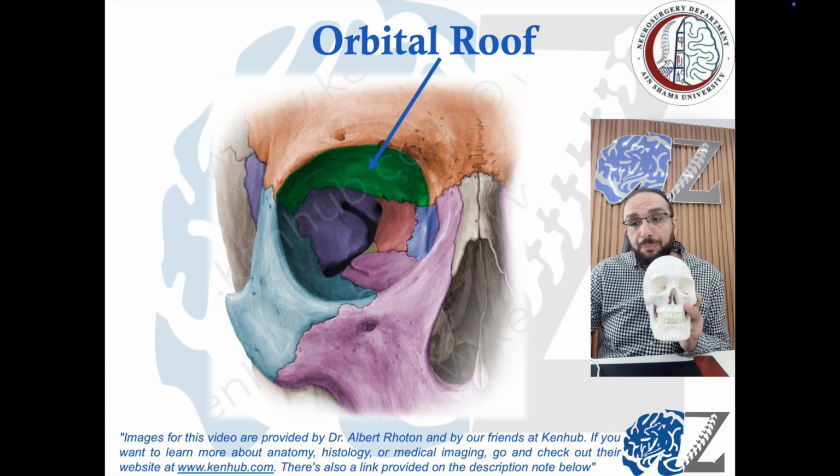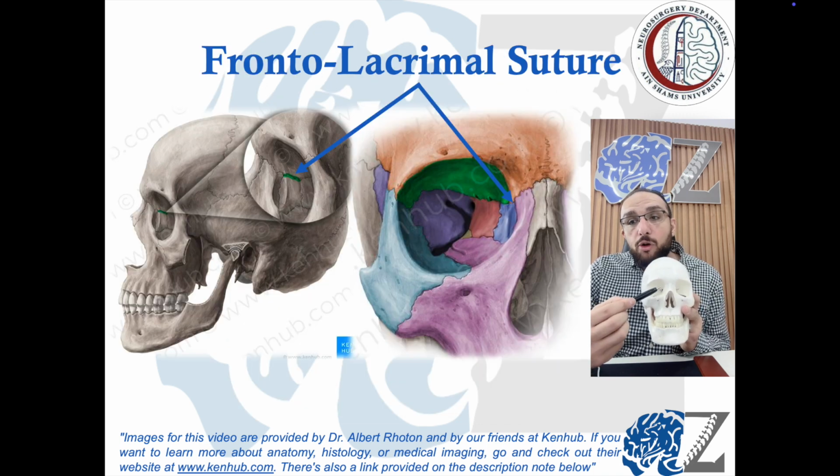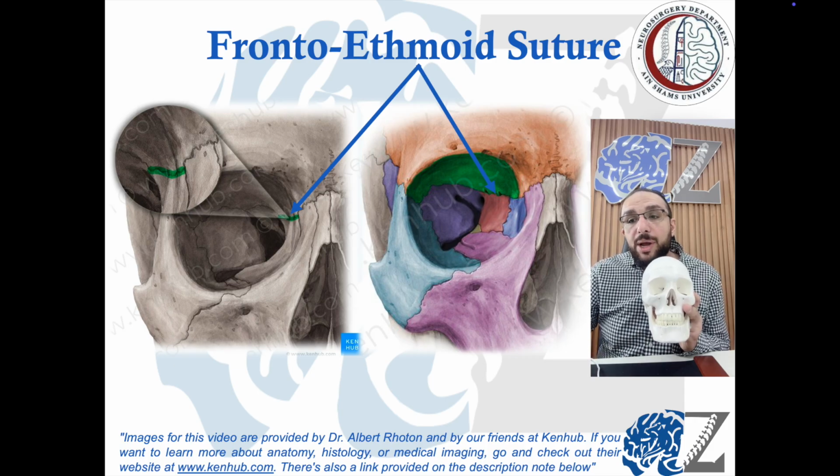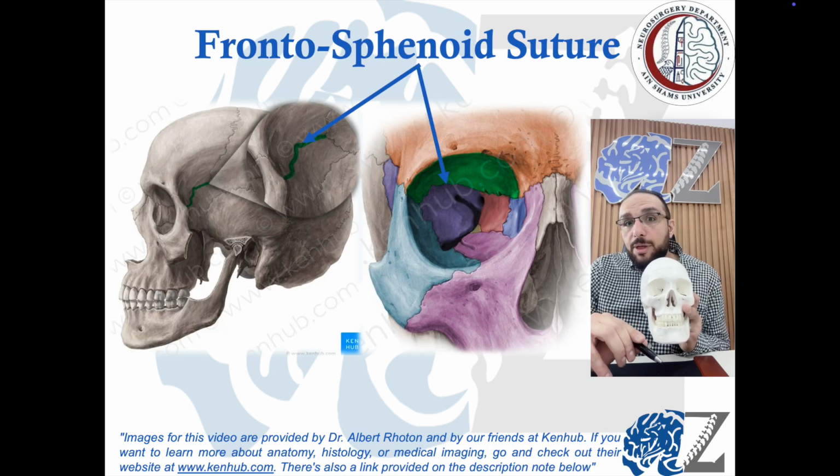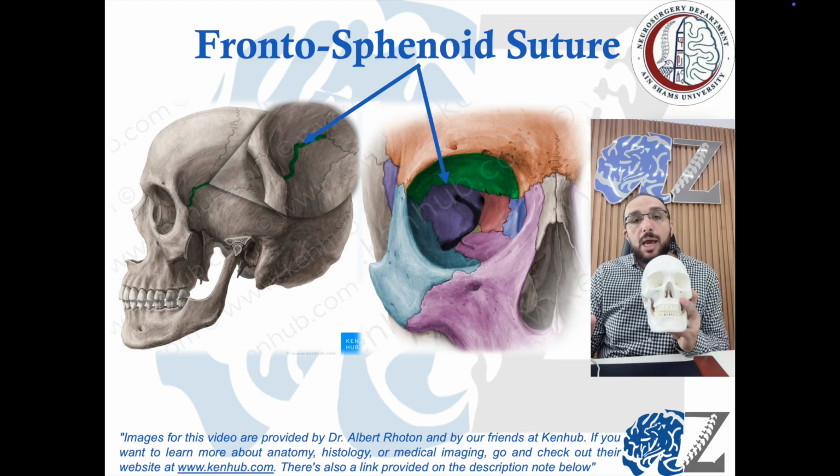What are they? Well, they share with the lacrimal bone, forming the frontolacrimal suture. They share with the ethmoidal bone. A part of the ethmoidal bone is present inside and here, so they form the frontoethmoidal suture, and they even share with a part of the sphenoid bone, forming the frontosphenoid suture.